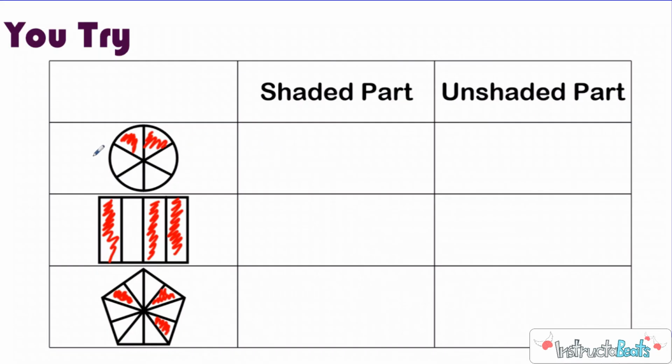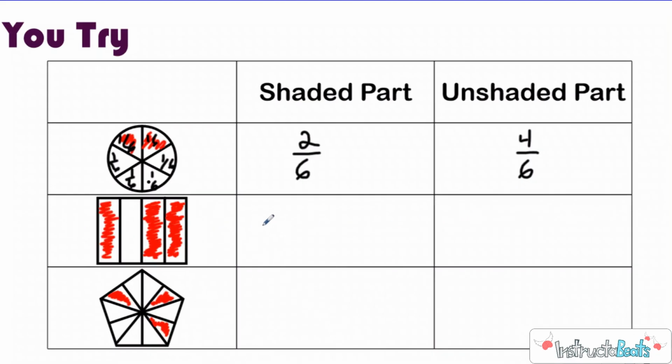So hopefully you just paused it. Now you're checking your work. So here I can see that I have 6 total pieces. So each of these is going to be worth 1/6. Okay. And I have 2 out of those 6 shaded. And I have 4/6 not shaded. So hopefully you got that one right.